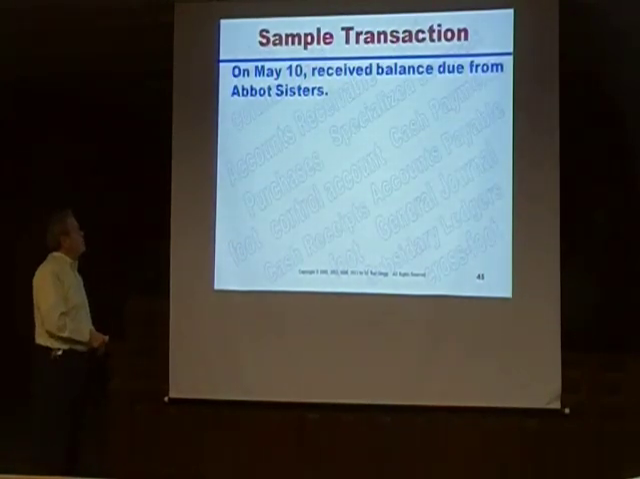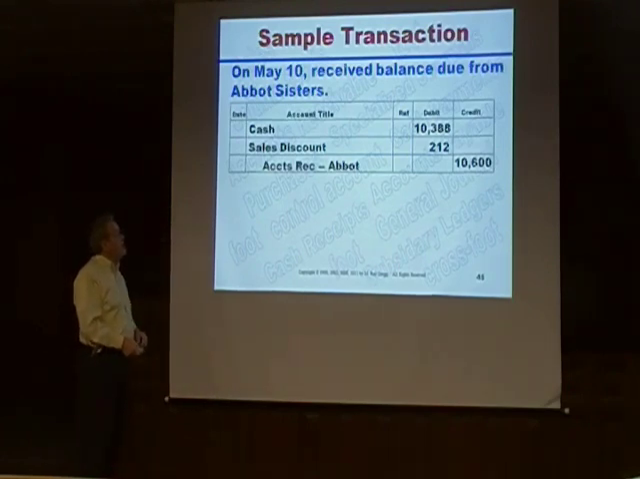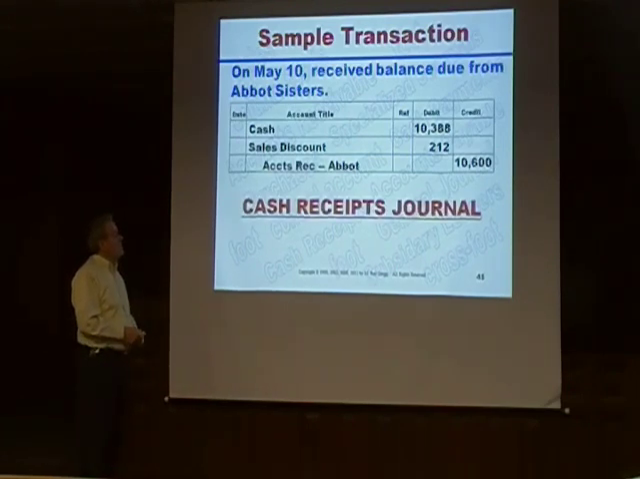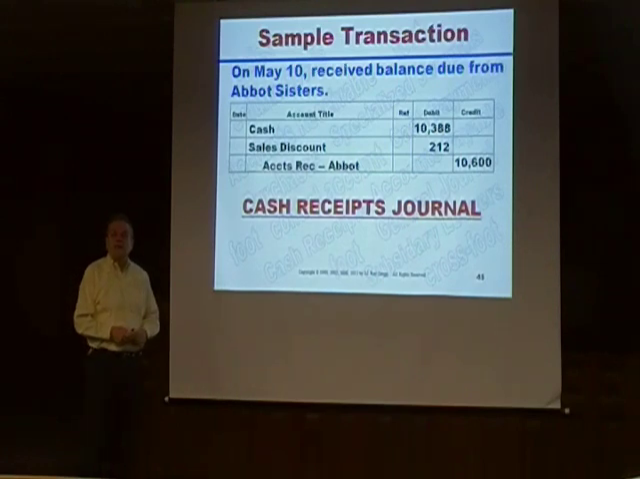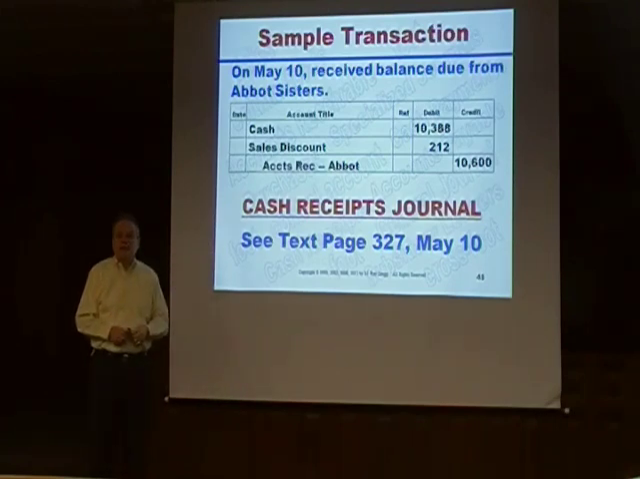We received the balance due from them. Before today, we would have debited cash, we would have credited accounts receivable, we would have made it balance by debiting sales discount. This could best be recorded in the cash receipts journal. The cash receipts journal is illustrated in the textbook on page 327. The cash receipts journal accommodates transactions just like this.